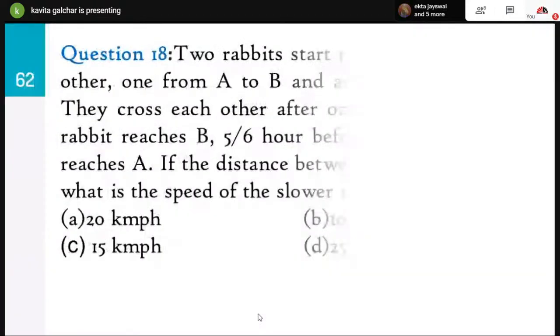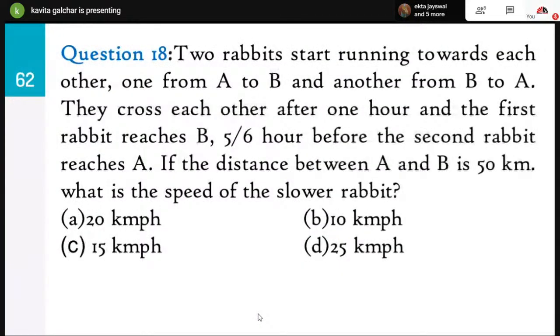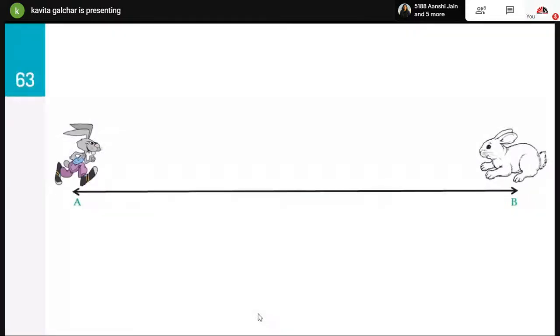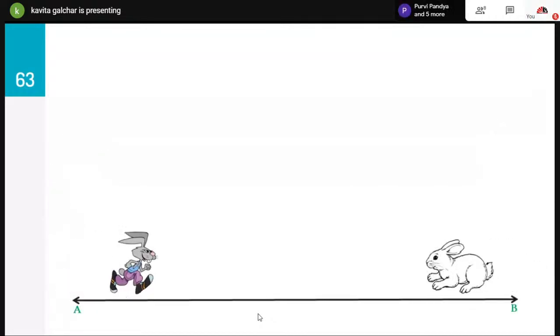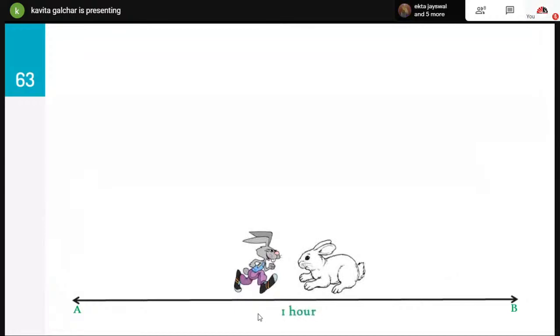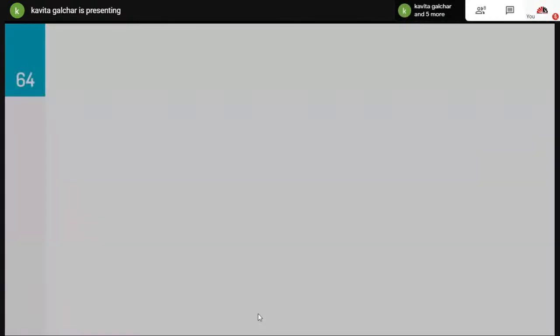Two rabbits start running towards each other, one from A to B and another from B to A. They cross each other after 1 hour, and the first rabbit reaches 6 hours before the second rabbit. What is the speed of the slower rabbit? Okay, we have two rabbits. One started from point A and the other from point B. They meet after 1 hour. And the distance between A and B is 50 kilometers.